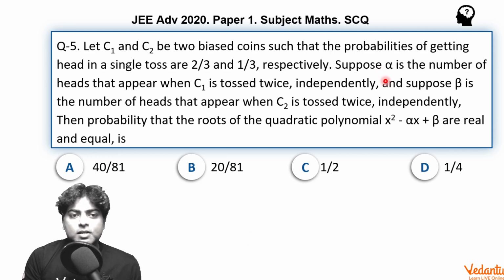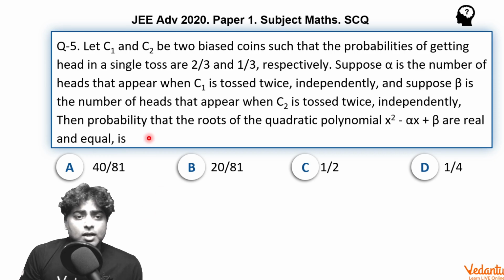Suppose alpha is the number of heads that appear when C1 is tossed twice independently, and suppose beta is the number of heads that appear when C2 is tossed twice independently. Both coins are tossed twice. Independently means the outcomes coming when the coins are tossed the second time are unaffected by the outcomes of the first tosses, right?